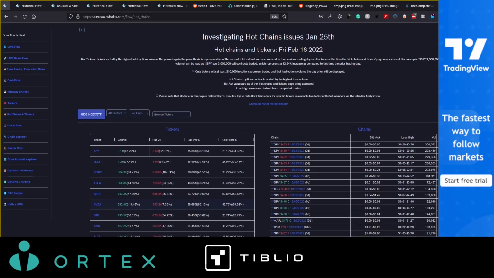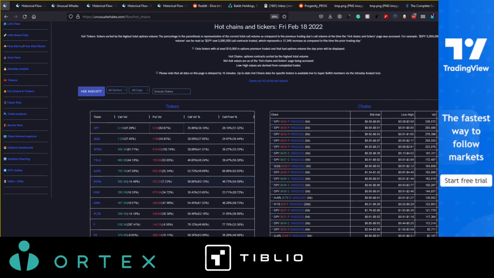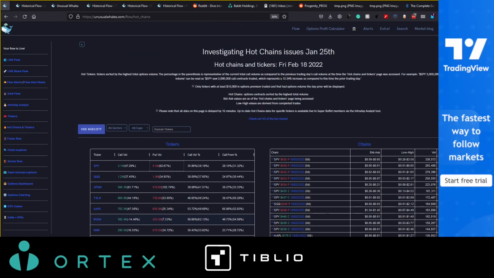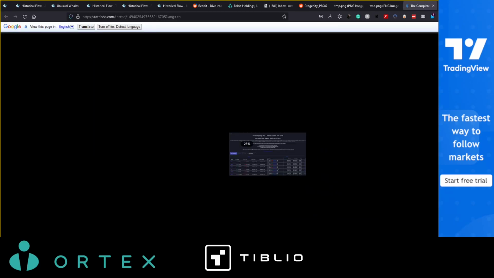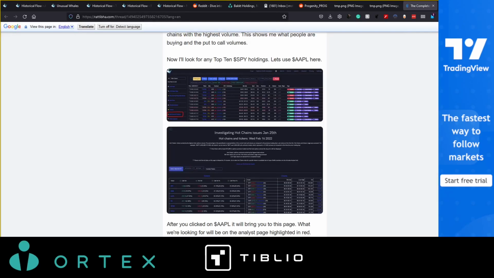So we could do the same thing. We could go and look at all of this stuff, and we could go one by one looking at the top tickers or the hottest chains and then clicking through each of the tickers. But I'm not that kind of guy. I don't like having to look at all of these things separately and loading up a bunch of web pages, so that's just not my way. Instead, I'll be doing something a little bit different.